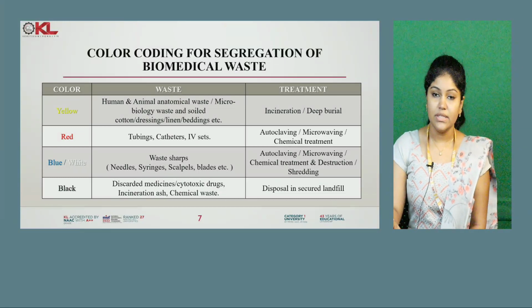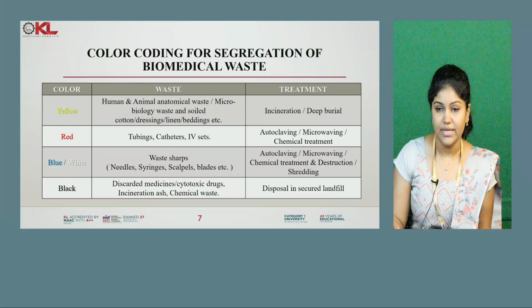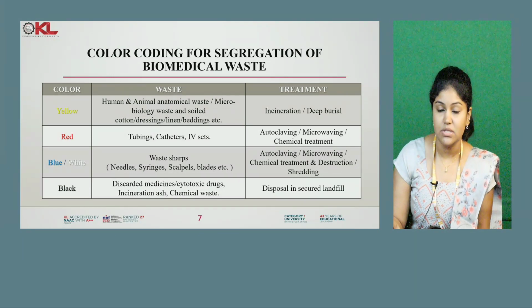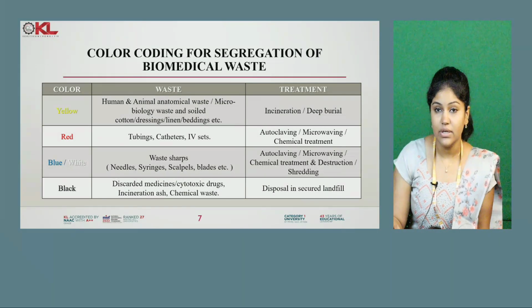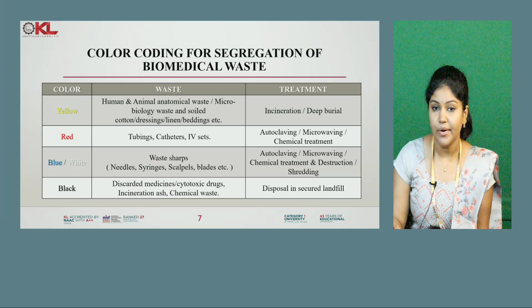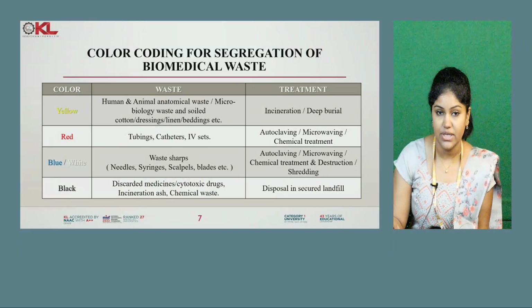So these are the 10 types of categories that we have studied, and how we will dispose of them we have also studied. That was based on the WHO standard, World Health Organization standard. Coming to color coding, how we will segregate the biomedical waste. Here you can see the table which shows the colors, and based on the color, how we are segregating the waste and how we are treating it. Yellow color is for the human and animal anatomical waste. I had already told how the treatment method is.